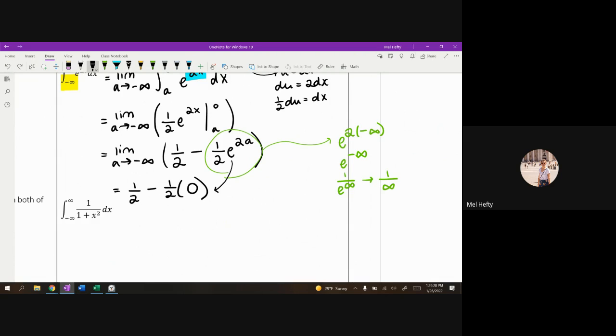All right. As I'm doing this, I get 1/2 minus 0, which is 1/2. So my answer now is actually a number. So does this integral converge or diverge? Converge. We're not thinking too hard about that.